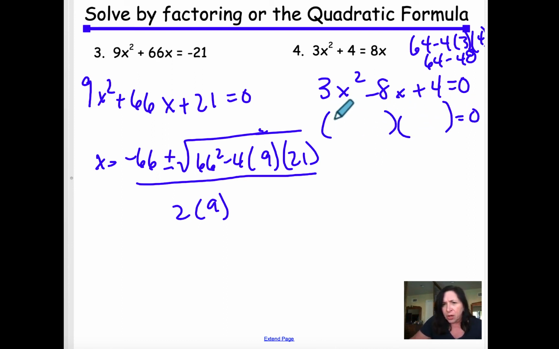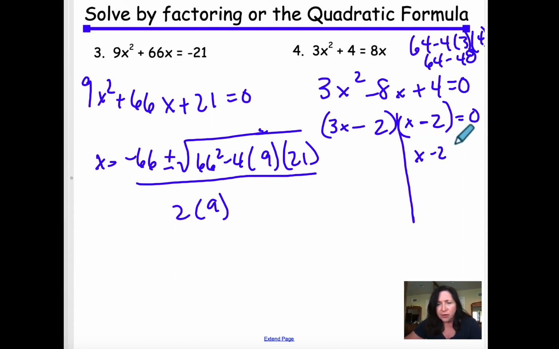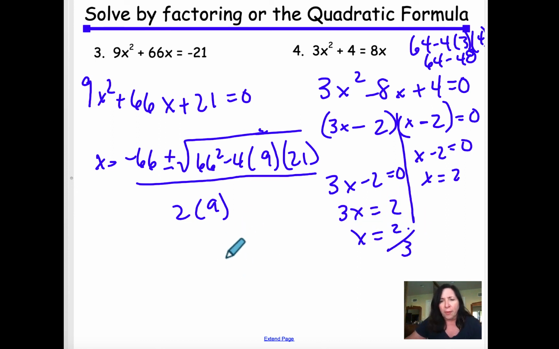Set it equal to 0. We've got 2 negatives to make a positive 4, so one of these is 3x and one is not. To multiply to get 4, it's 2 and 2, or I'm going to try 2 and 2. 3 times 2 is 6, and negative 6 and negative 2 is negative 8, so that definitely works. x minus 2 equals 0, so x equals 2. 3x minus 2 equals 0, so 3x equals 2, x equals 2 over 3. So my 2 x-intercepts for the problem on the right are 2/3 and also 2.